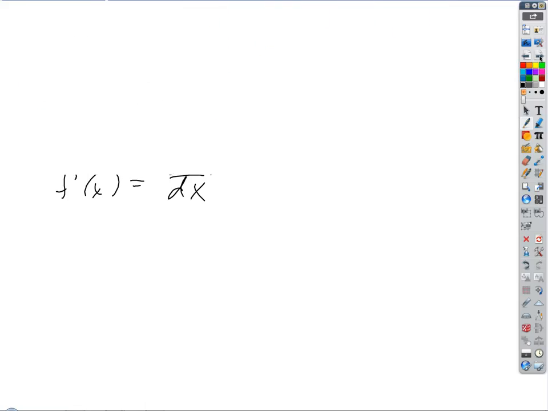Okay, let's look at a different kind of problem. Let's look at something like this. What if we've got the derivative with respect to x of, which one should we do?